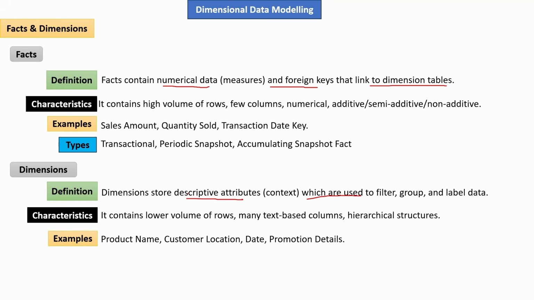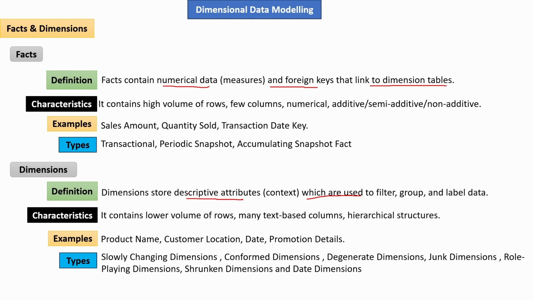And the major types of dimensions are SCDs, conformed dimensions, degenerate dimensions, junk dimensions, role playing dimensions, shrunken dimensions, and date dimensions. Okay, so now you understood, right, that facts are usually known for numeric data and foreign key storage, whereas dimensions are known for descriptive data. In fact, we can have tons of rows, but dimensions have fewer rows compared to fact tables. And types of the facts you know now, and types of dimensions also you know now, right?